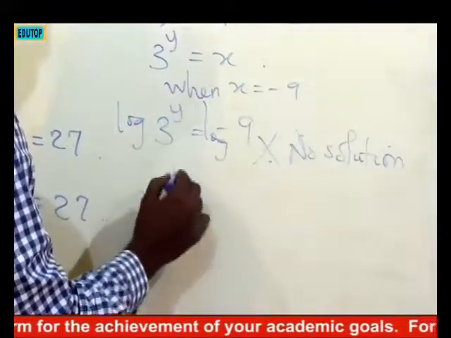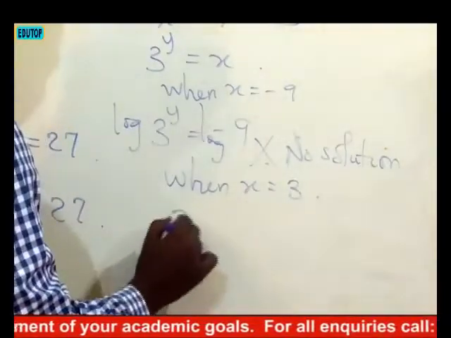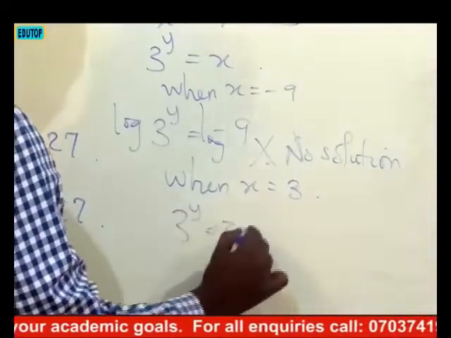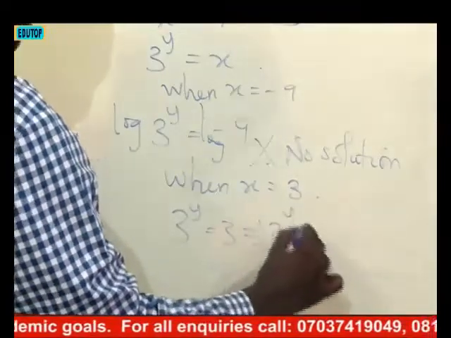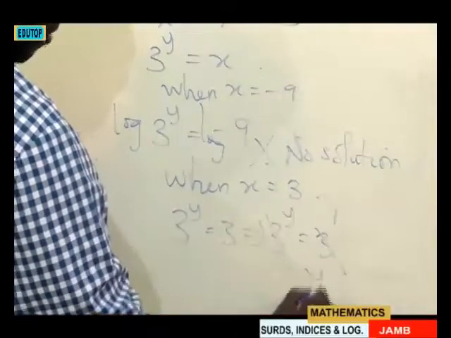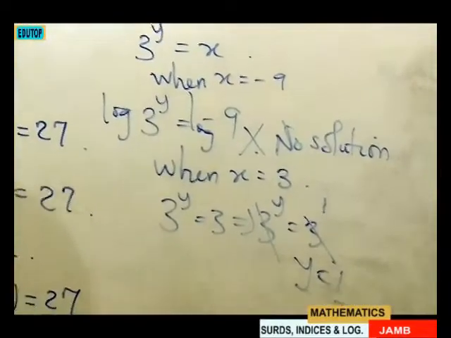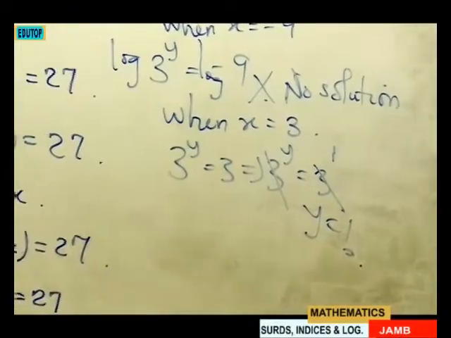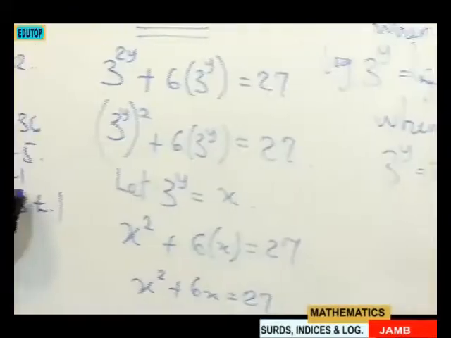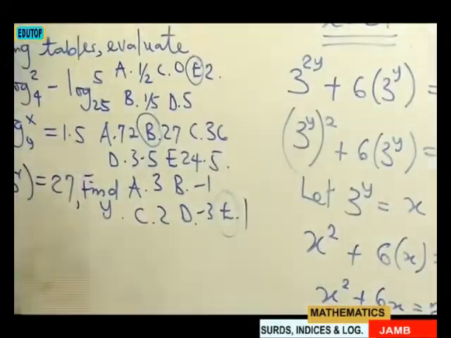So in the second case, when my x is now equals to 3, I'll have 3 raised to power y equals to 3, which can be written as 3 raised to power y equals to 3 raised to power 1. Equating the base, this one cancels out, then I have my y equals to 1. So I go to my options and pick one that correlates to that answer. So where are my options? 3, minus 1, 2, minus 3, 1. So the answer will definitely be option E.